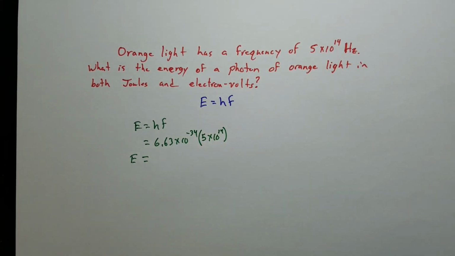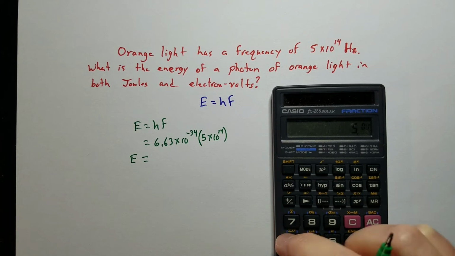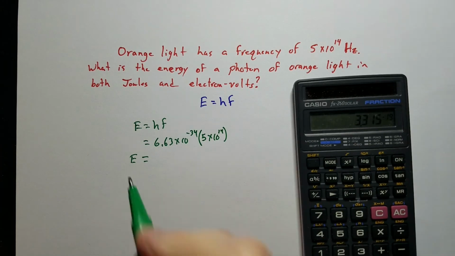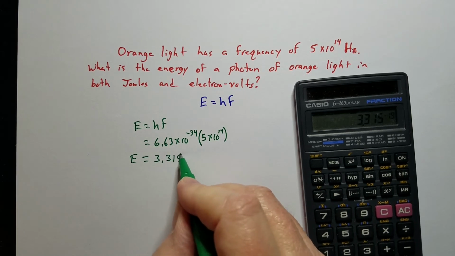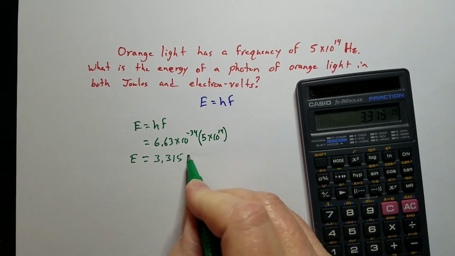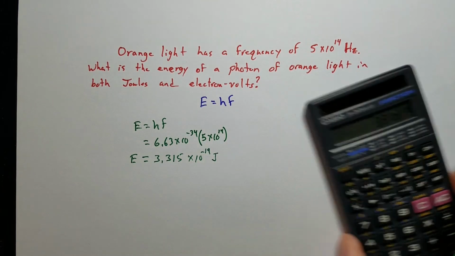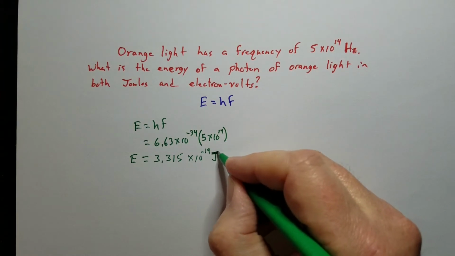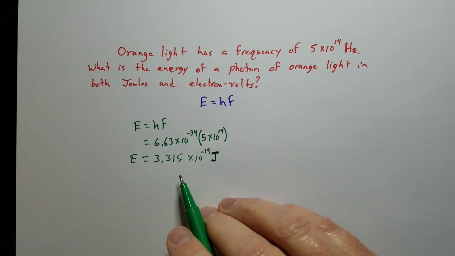Okay, here you have to remember how to use scientific notation on your calculator. 6.63 times 10 to the negative 34 times 5 times 10 to the 14th. I get an energy of 3.315, which I could probably just round to 3 times 10 to the minus 19 joules. So that's the energy of the photon in joules. It's a really small amount of energy.